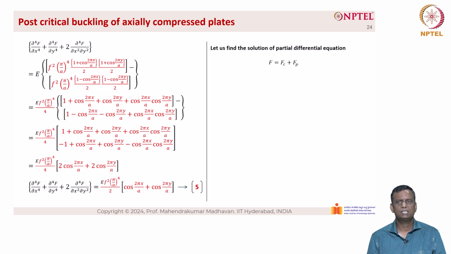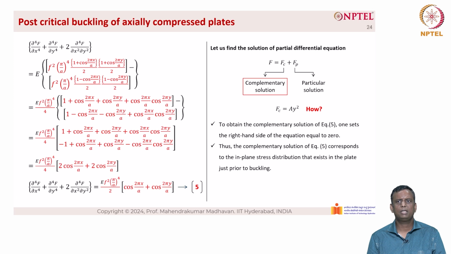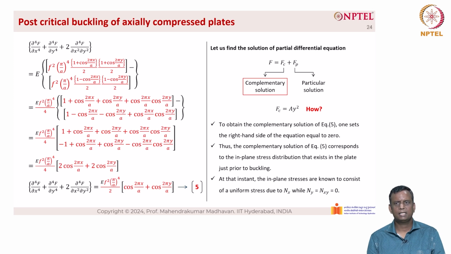Now let us find the solution of the partial differential equation. Here f is given as fc plus fp. So for the complementary solution, we assume the term f sub c equal to a into y square. Now why did we choose the term? To obtain the complementary solution of equation 5, one sets the right hand side of the equation equal to 0. Thus, the complementary solution of equation 5 corresponds to the in-plane stress distribution that exists in the plate just prior to buckling. So, at that instant, the in-plane stresses are known to consist of a uniform stress due to nx, with ny and nxy equal to 0.